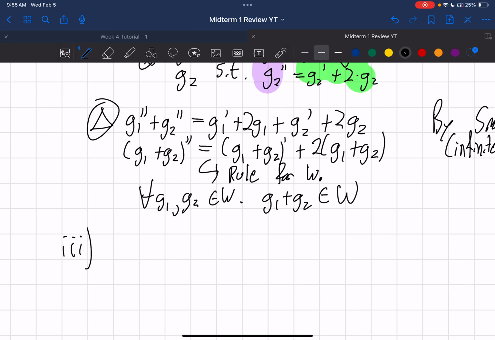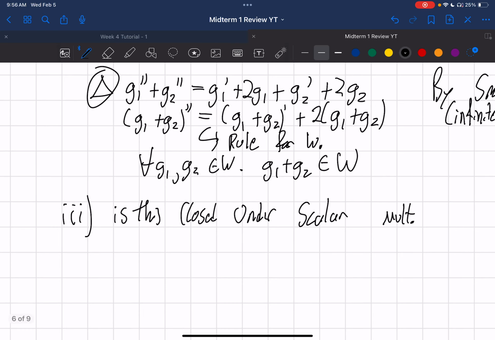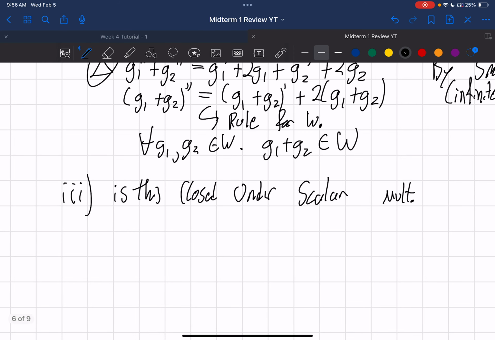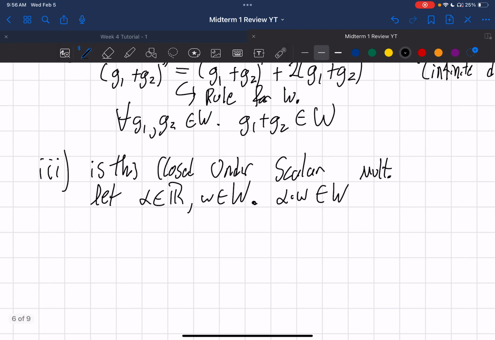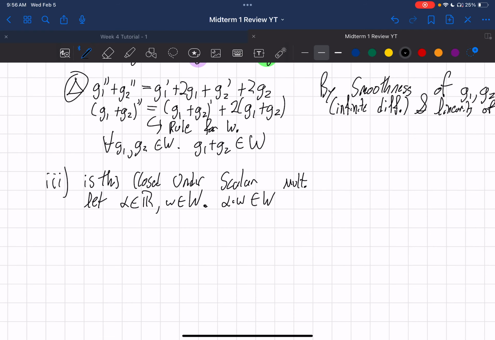Now we only need to show, is this closed under scalar multiplication? Oh, just found out this is with an A. Okay, so what's the definition of being closed under scalar multiplication? This means that we have a real valued scalar alpha and a vector in our vector space. Now these are both arbitrary. We want to now see if alpha times w is an element of our vector space. Okay, so we have this w in W.